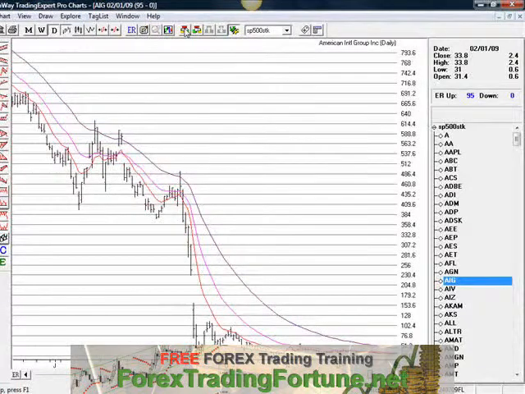Okay, I'm just going to whiz through these. That one looks quite nice. That one was almost the same pattern again. That one's already gone. That's already taken off.